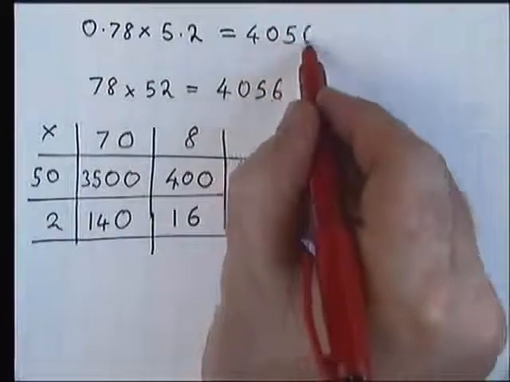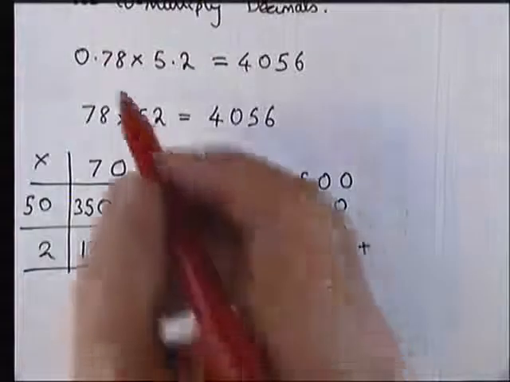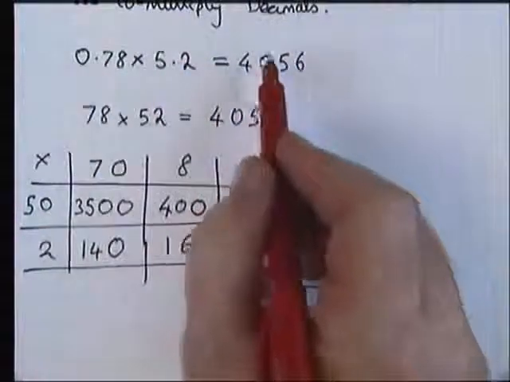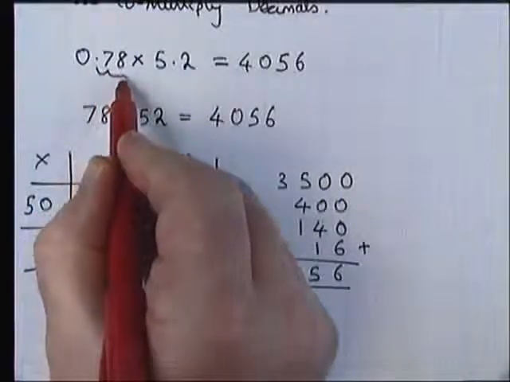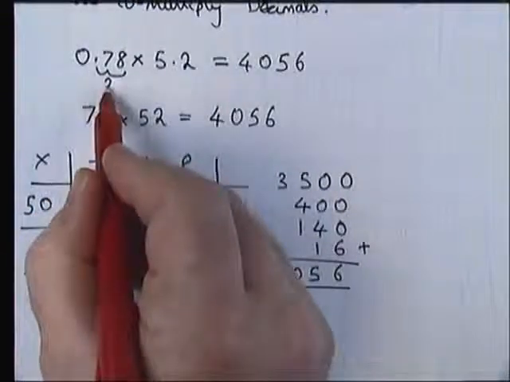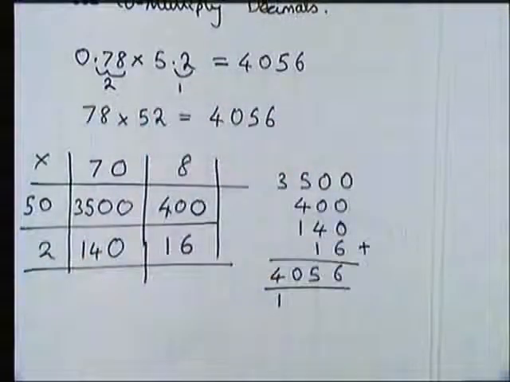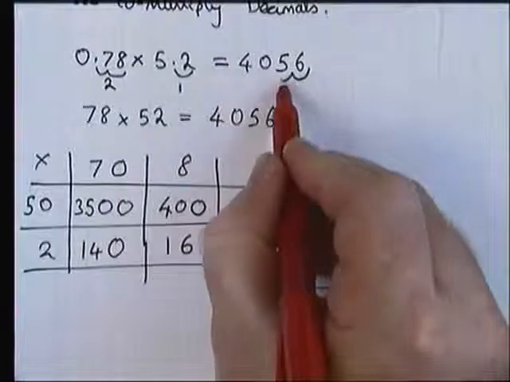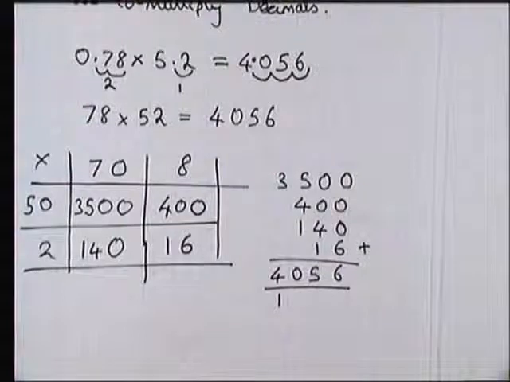So we can write that in, but we need to be careful about where we put the decimal point in our answer. Now what we do in this question is count how many decimal places there are in the whole question. And then we have to have the same number in the answer. So let's look here. A decimal place is a number after the decimal point. So there's 2 there and 1 there, so in total there's 3. So I need 3 in my answer. So starting as far to the right as you can, you move forward 1, 2, 3 places, and you put the decimal point in.